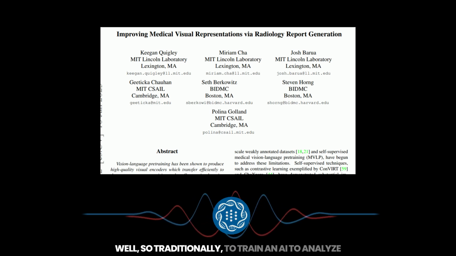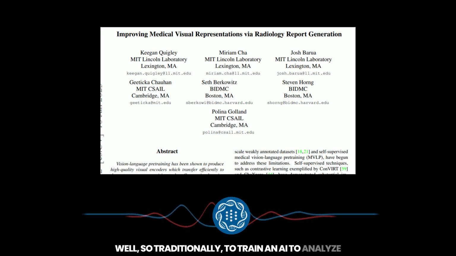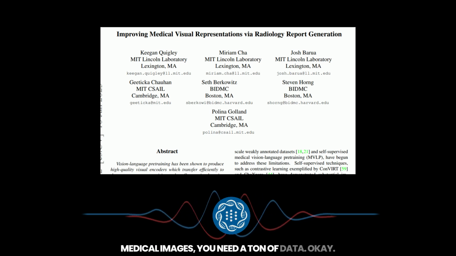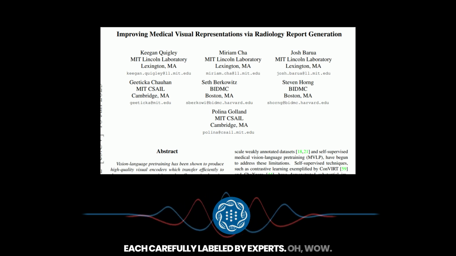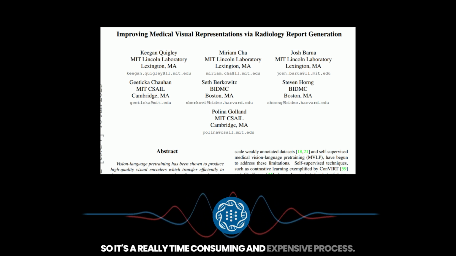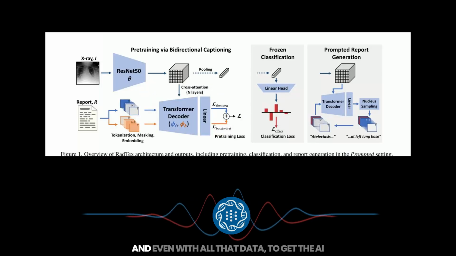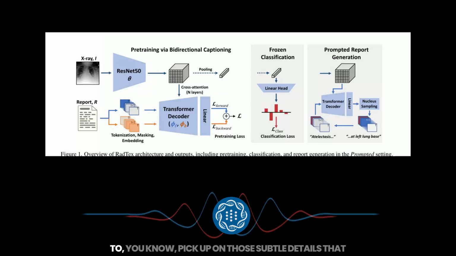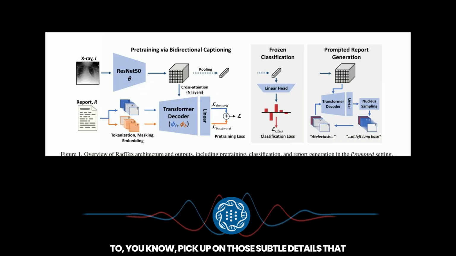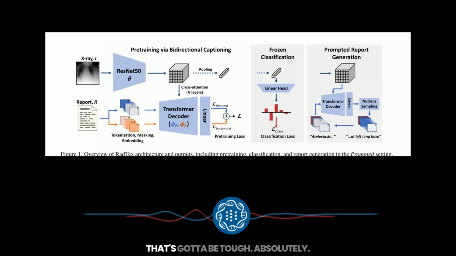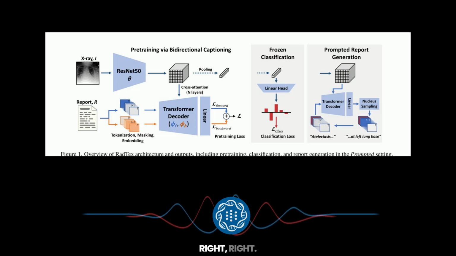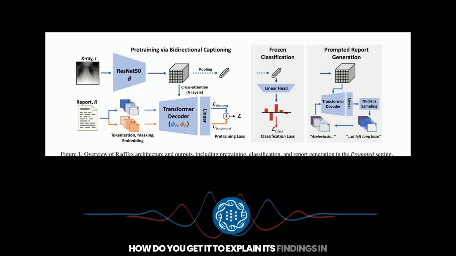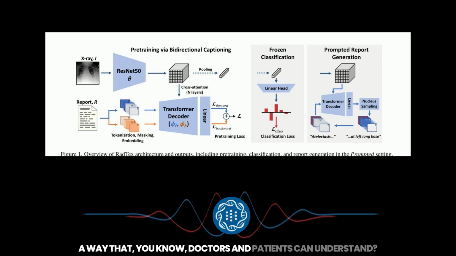Traditionally, to train an AI to analyze medical images, you need a ton of data. We're talking thousands and thousands of images, each carefully labeled by experts. So it's a really time-consuming and expensive process. And even with all that data, getting the AI to pick up on those subtle details that can make all the difference in a diagnosis is tough. And even if it can make sense of the images, how do you get it to explain its findings in a way that doctors and patients can understand?